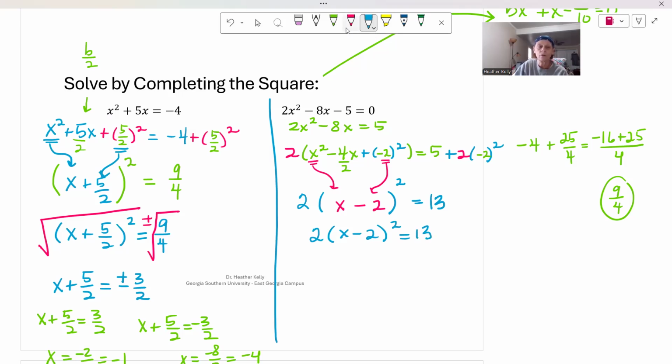And we're asked to solve it. So the first thing we're going to need to do is divide both sides by that 2. So we get x minus 2 squared is equal to 13 halves. And now we can take the square root of both sides. And we get x minus 2 is equal to plus or minus the square root of 13 halves. Then we can add that 2 over.